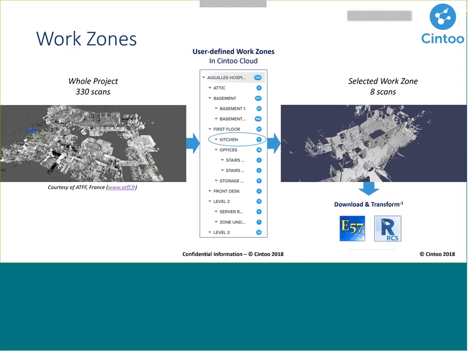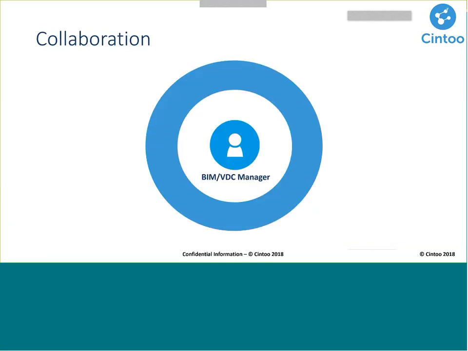He only needs to download 8 scans and transform them back to either a point cloud in E57 or RCS. So instead of importing, I would say, 330 scans in Revit, you end up using only 8 scans for this particular job. And this is really changing the performance of Revit, as you know. So this is the work zone organization that we provide with the platform. I'll show you how we create a work zone. It's very, very easy.